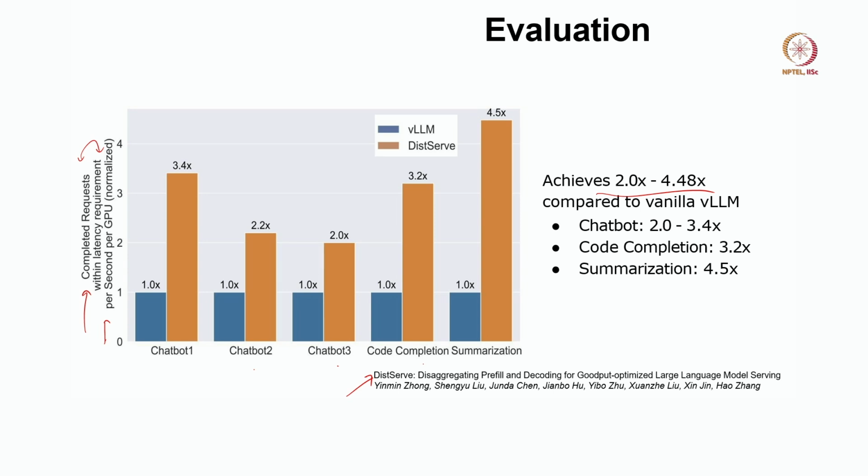For the different chatbots, the improvement is between 2 and 3.4 times. For code completion, the improvement is 3.2 times. For summarization tasks, the improvement is 4.5 times. That's a huge improvement in throughput. And remember, when we say improvement, this is per GPU, not for the entire system. So per GPU we have an improvement of 2 times to 4.48 times with DistServe.